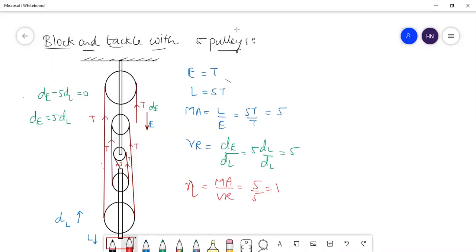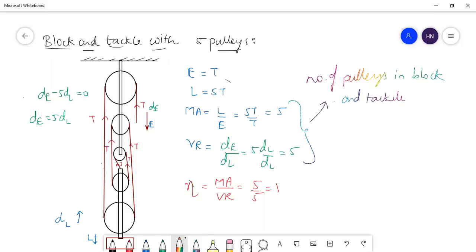So in general, if I talk about your block and tackle with certain pulleys, your mechanical advantage and velocity ratio, if I compare both the things, both depend upon the number of pulleys in the system, in the block and tackle system. Is it clear? So that's how we can try to make it.